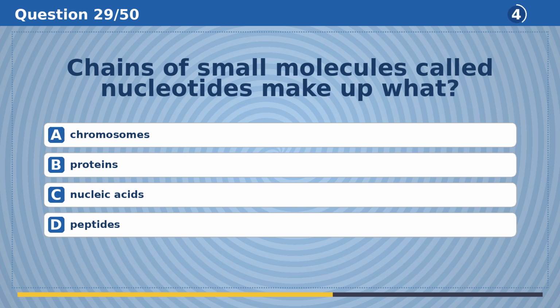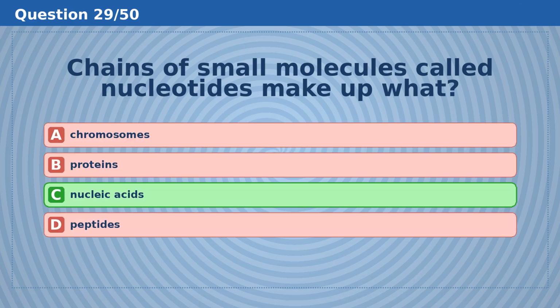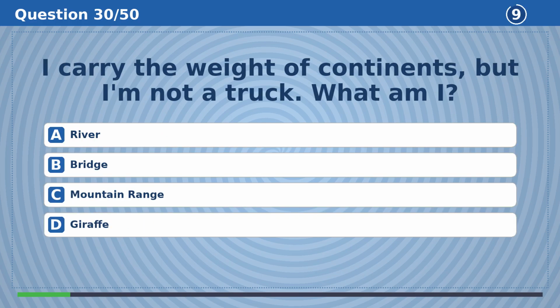Chains of small molecules called nucleotides make up what? The answer is C. Nucleic acids.